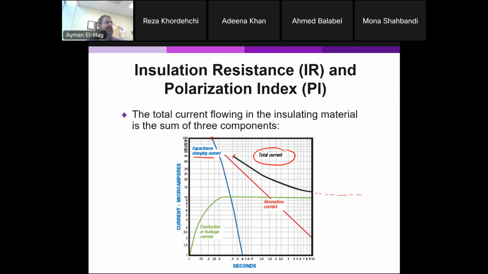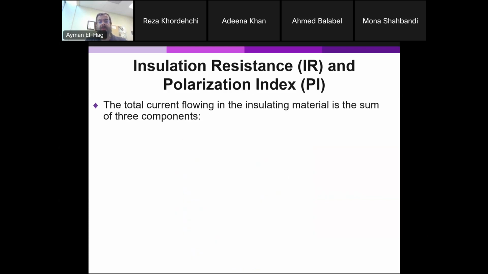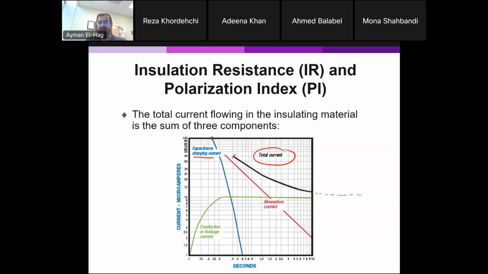Now let's try to understand what those currents are, and why those currents start at a high value and then start to reduce. So we'll talk about these three currents: the capacitance current, the absorption current, and the conduction current. And we want to see which one is really reflecting the insulation resistance.